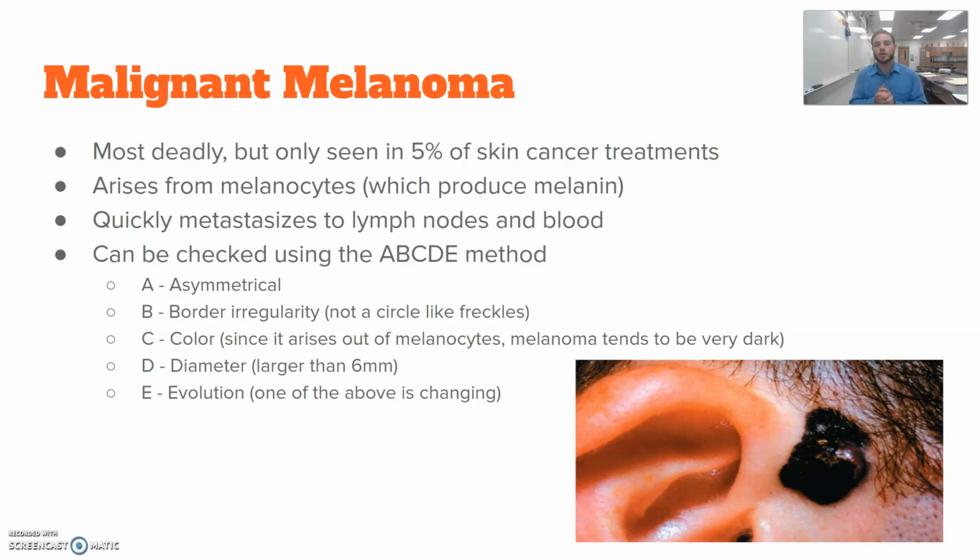So those are the 3 skin cancer types that we talked about: basal cell, squamous cell, and then malignant melanoma. So you need to know those 3, and especially you need to know the ABCDE method, not just for the test, but for, you could very well save somebody's life being able to spot and recognize malignant melanoma.